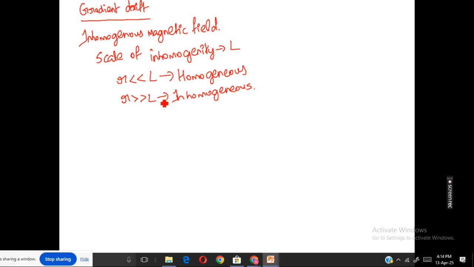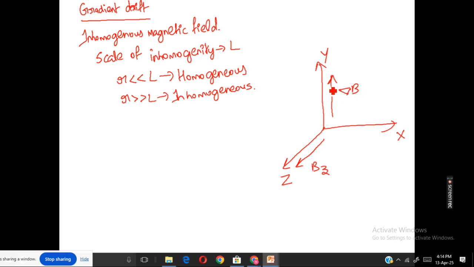So let us say that the direction of magnetic field is in the positive z direction. This is x, this is y, and this is z. Suppose this is the direction of the magnetic field, which is Bz, and this is the direction of the change in magnetic field, which is del B positive. Let us consider the gradient of the magnetic field is in the y direction. So the direction of the magnetic field is in the positive z direction, and the gradient of the magnetic field is in the y direction.